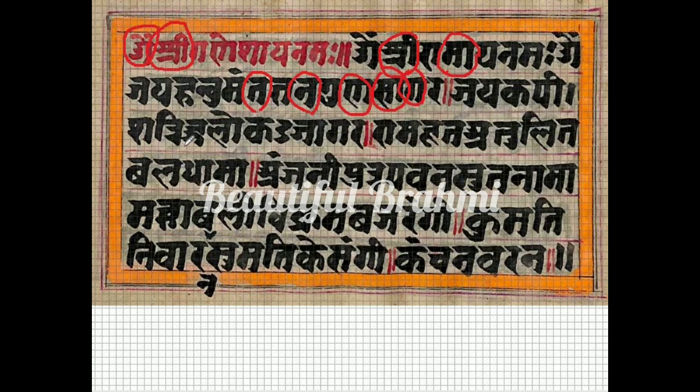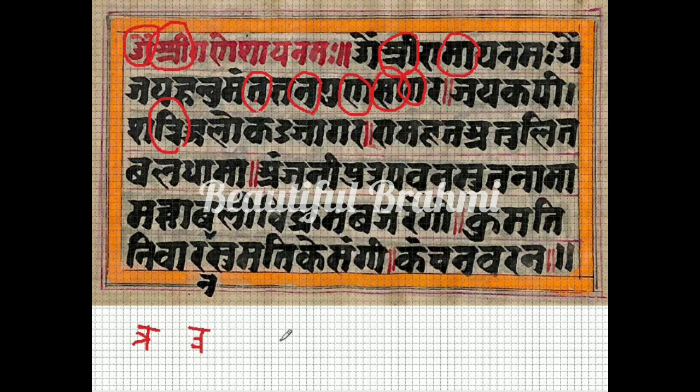Now, it should also be observed that the Sanyuktakshara Tra has been used over here, which is different from Ta. It is very similar to the Ta and Ra used in Devanagari. So a Devanagari Tra is typically written as such, and in Nagari a Tra is written as such. Tra. So it says Jaya Kapisha Triha Loka Ujagara.